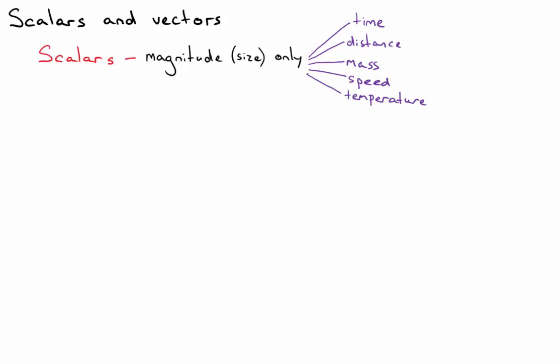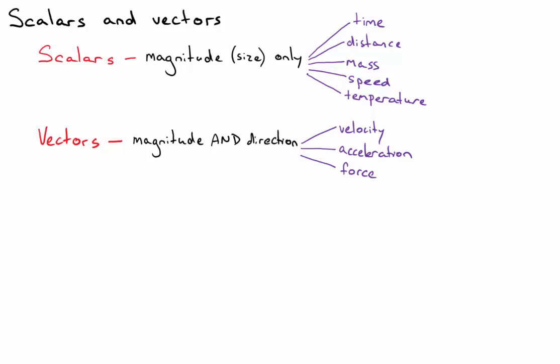Now, vectors, on the other hand, are quantities that have magnitude and direction. So both of those would need to be specified in order to have all the information about that quantity. For example, velocity is speed in a specific direction, acceleration, force, and momentum. Now these are just a small number of examples of different scalars and vectors.